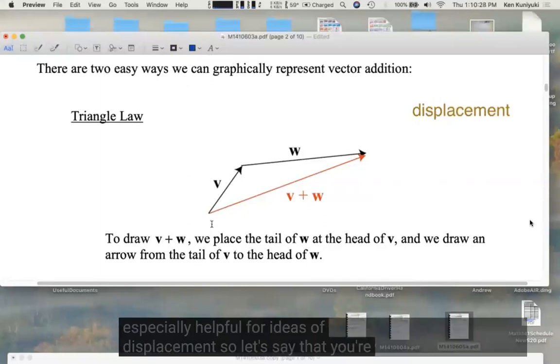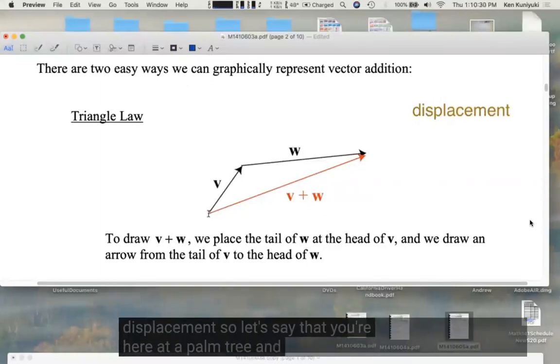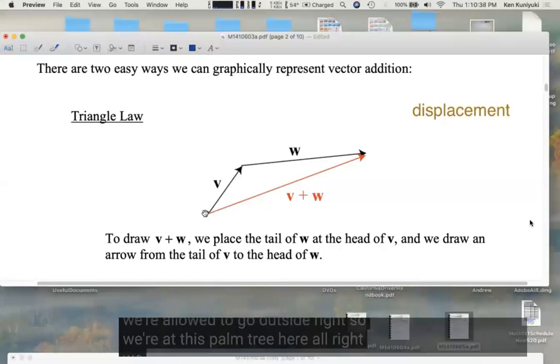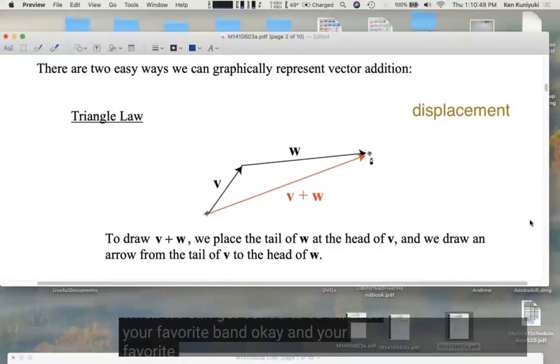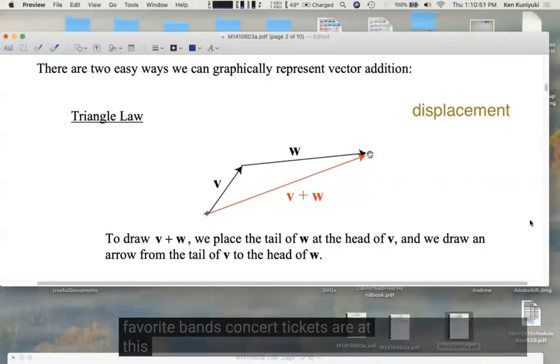So let's say that you're here at a palm tree, if and when we're allowed to go outside, right? We dig underground and we find a treasure map. The treasure map says how to get to these concert tickets, when we can get concerts. So think of your favorite band, okay? And your favorite band's concert tickets are at this spot here.